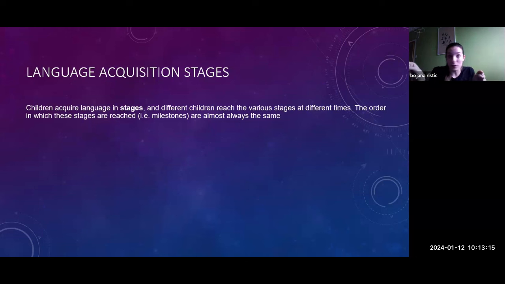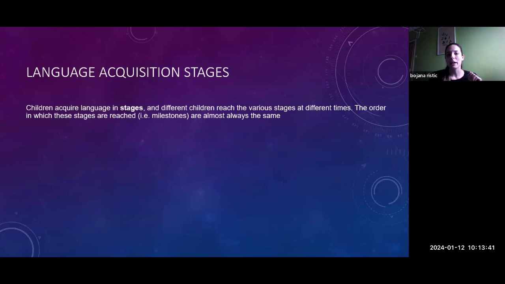Some people go through the steps quickly and don't talk until they're three. And then at the age of three, in just 3 months, they start talking in sentences. Some children start really early, and then they take their time, etc. Some children maybe can skip a stage or have it really shortly, but in general, these are the stages.